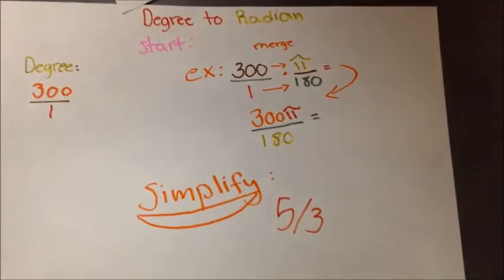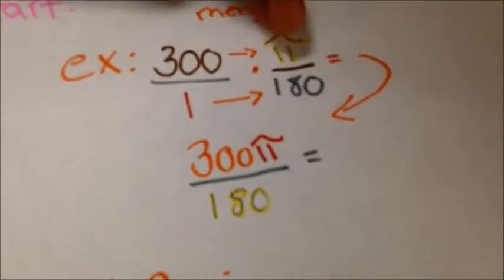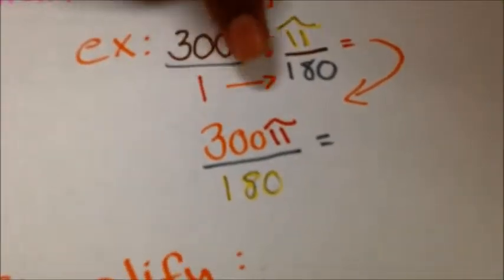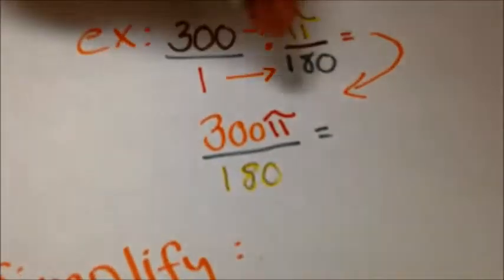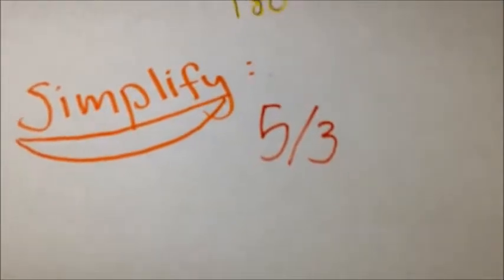So this is degree to radian. You always multiply the degree by pi over 180. In this example, it's going to be 300 times pi over 180. You merge them, the 1 merged with 180, so you get 300 pi over 180. And then you simplify to get 5 pi over 3.